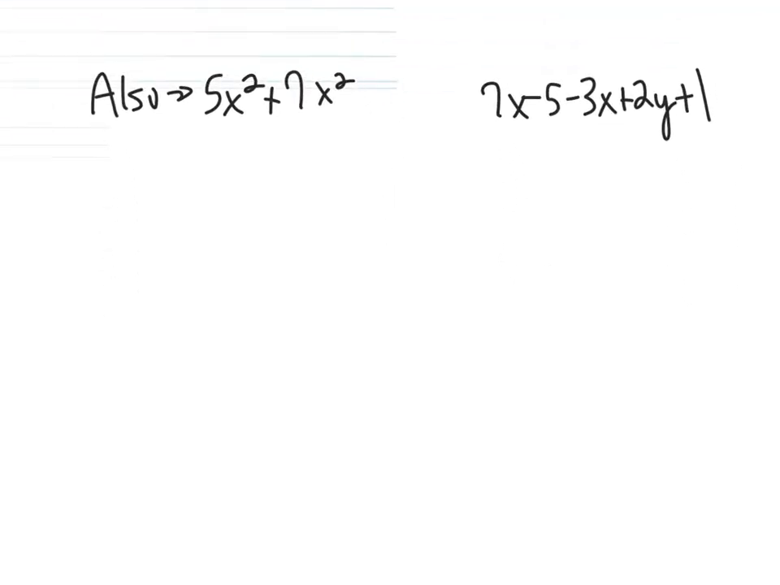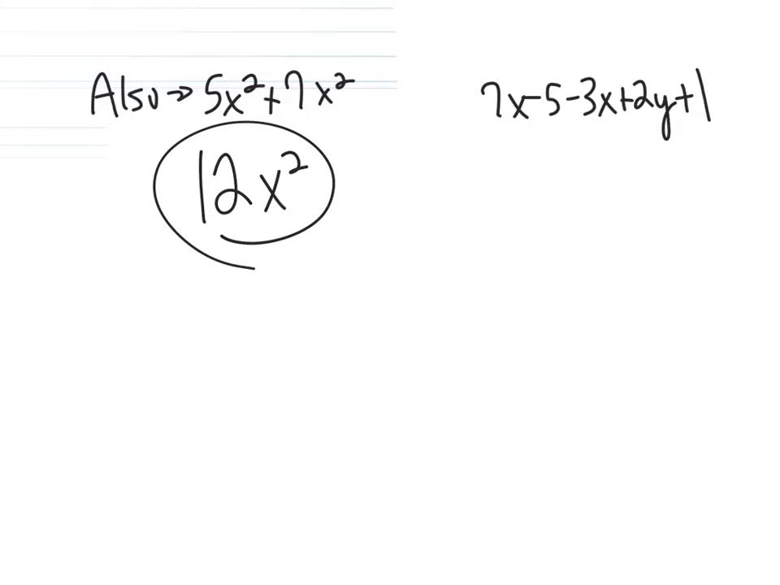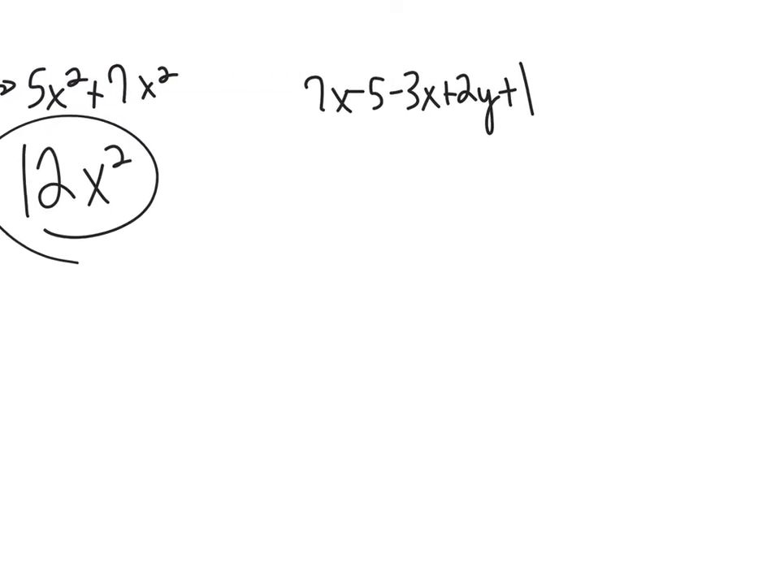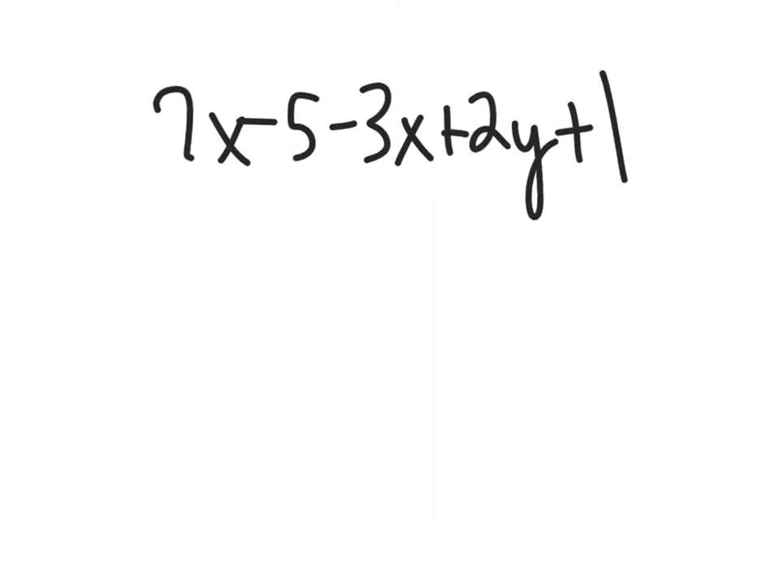Okay, a couple other problems that were not in your book I want to look at here. So first of all, 5x squared plus 7x squared. Those are like terms. We'll just add those. Would be 12x squared. And a little bit more interestingly, we have this one. So 7x minus 5 minus 3x plus 2y plus 1.